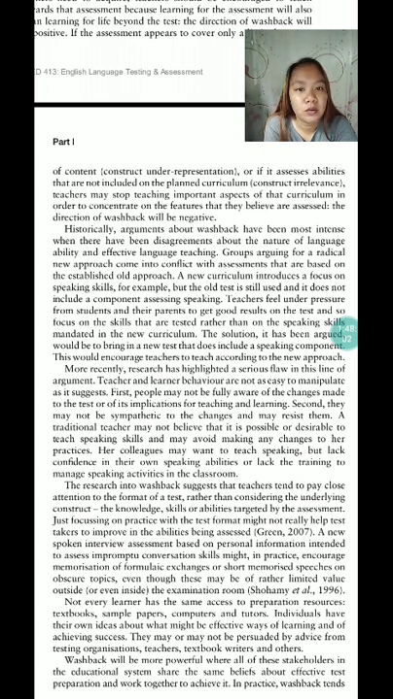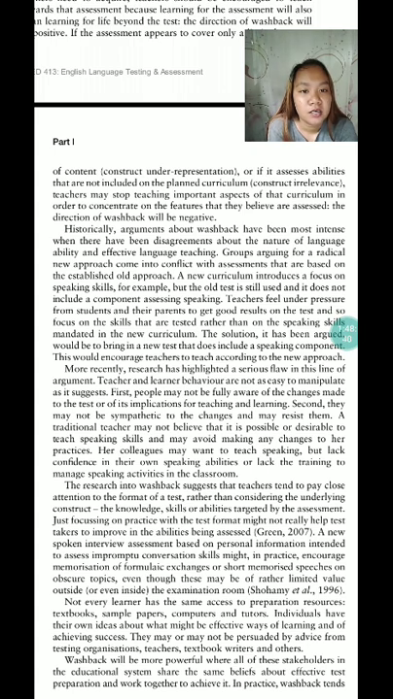Historically, arguments about washback have been most intense when there has been disagreement about the nature of language ability and effective language teaching. Groups arguing for a radical new approach come into conflict with assessments that are not based on speaking skills. For example, the old test is still used and it does not include a component assessing speaking.